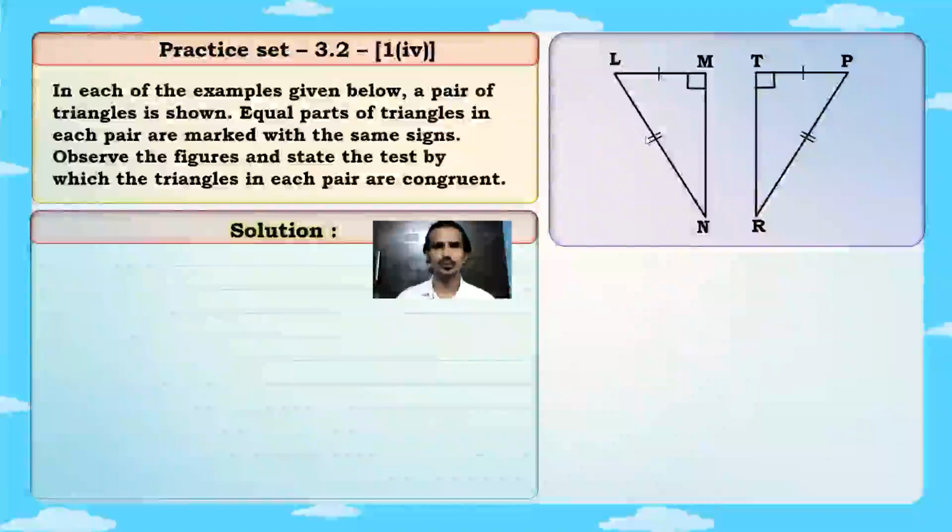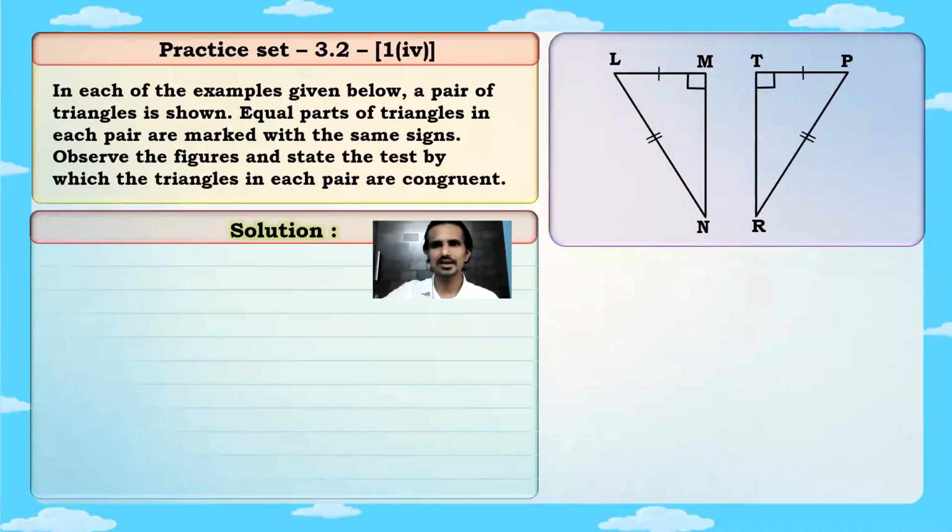So we have this 3.2 question 1 sub question 1. In each of the examples given below, a pair of triangles is shown. Equal parts of triangles in each pair are marked with same signs. Observe the figures and state the test by which the triangles in each pair are congruent. So as you can see, there are two right angle triangles, LMN and TPR. So which test should be applicable?